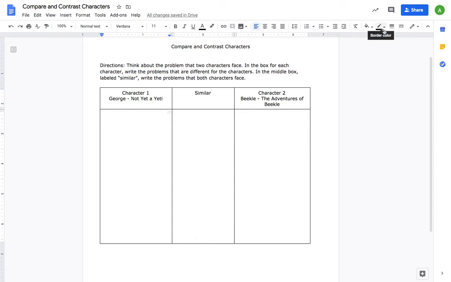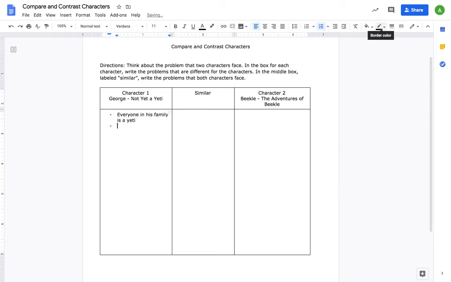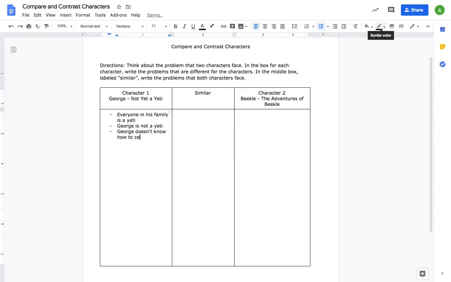I'm going to think about some problems that George has. Everyone in his family is a Yeti. George is not a Yeti. George doesn't know how to become a Yeti. He doesn't like the things that the Yetis do, like chase people and scare them, right?